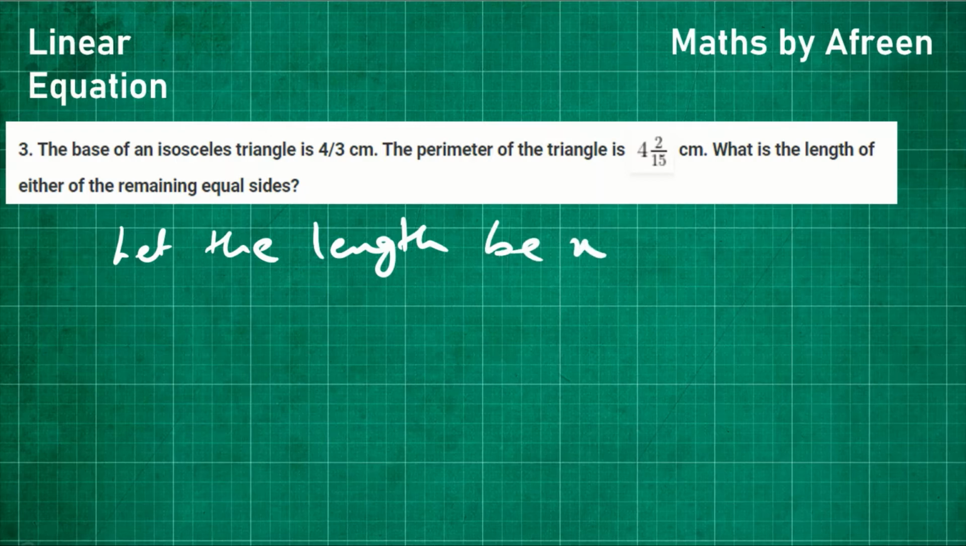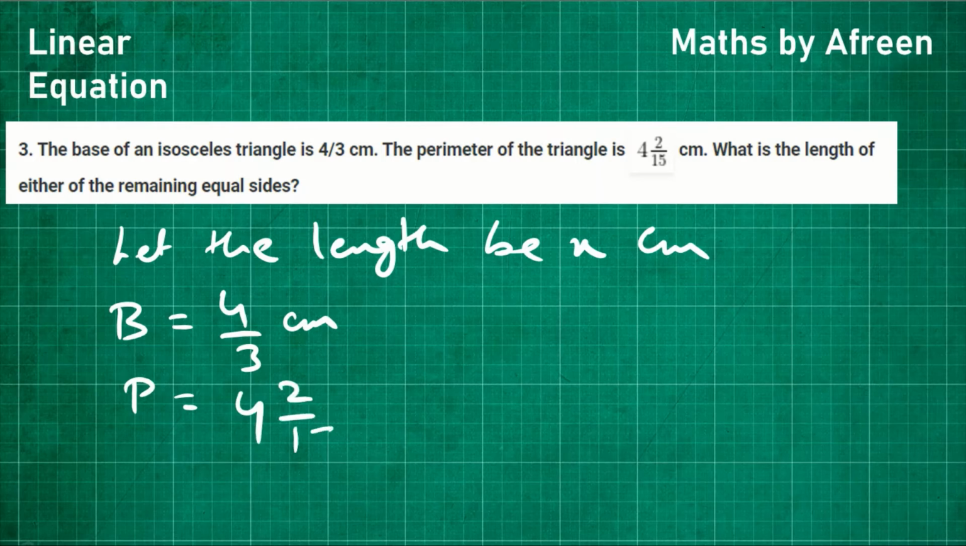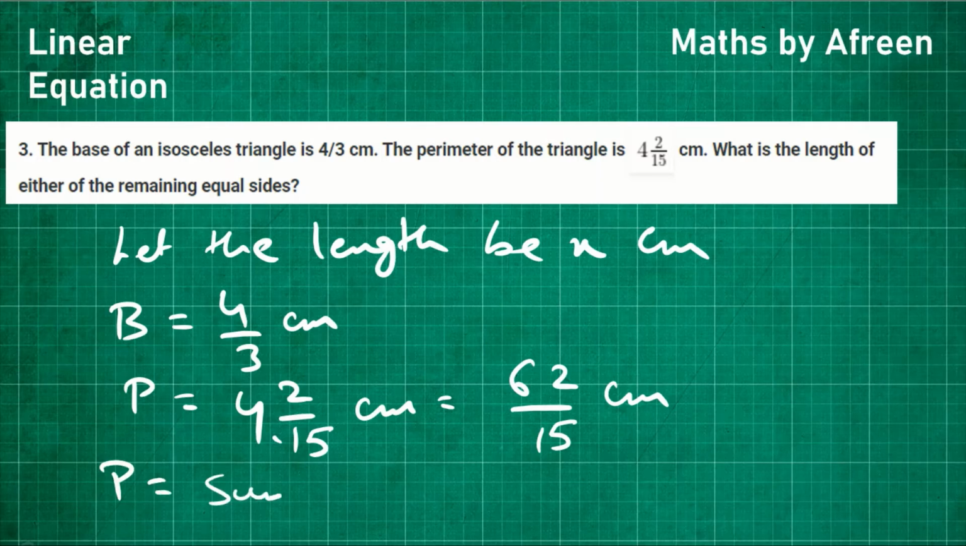After taking this x, what we will do, we will write the value of base. Base is 4 by 3 centimeter. This is x centimeter, and perimeter is 4 2 by 15 centimeter. That will be equal to 62 divided by 15 centimeter. Why 62? 15 into 4 is 60, and 60 plus 2 will be 62. And we also know, I will just tell you the formula of the perimeter of a triangle. Sum of all the sides.